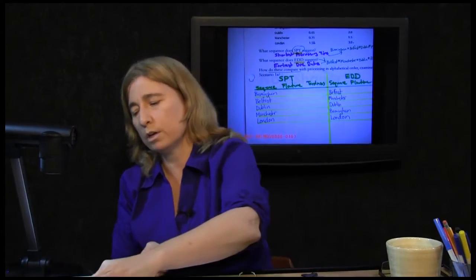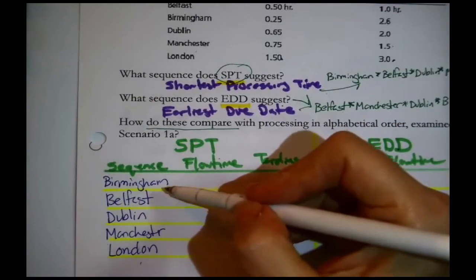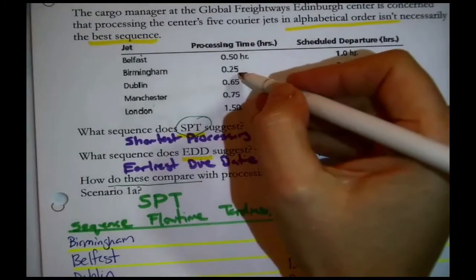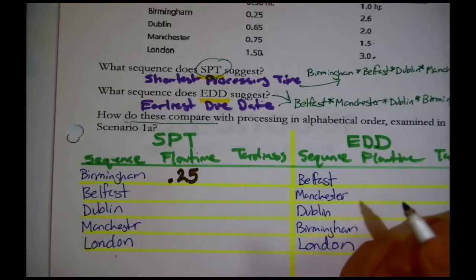Shortest processing time, the next task is to calculate the flow times. The flow time of a job is when you finish with the job. The flow time for the first job in a sequence is super easy to find because it's just its processing time. For shortest processing time, the first jet we're going to process is Birmingham. We look up here. It is a quarter of an hour's worth of work. That is its flow time. That means it will be done in a quarter of an hour.